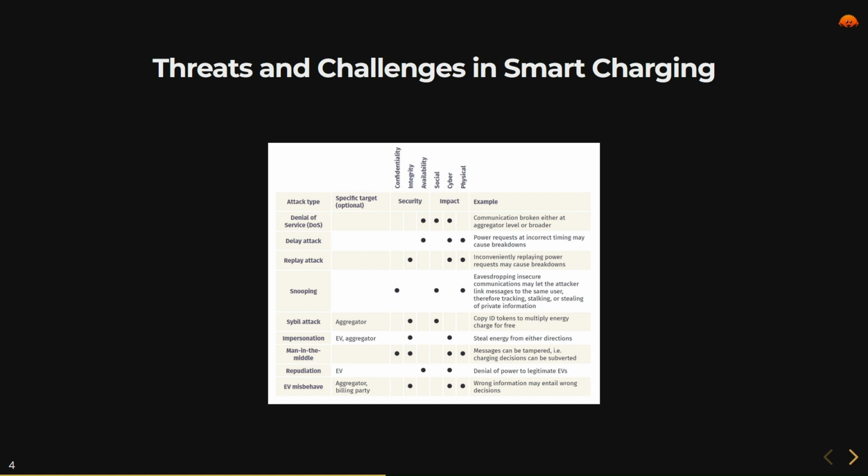Then smart charging infrastructure can be targeted by various forms of malware, including ransomware or viruses, as well as other cyber attacks that can disrupt or manipulate the charging process. So to overcome these threats and challenges, there are some security measures that need to be considered while building the smart charging infrastructure.